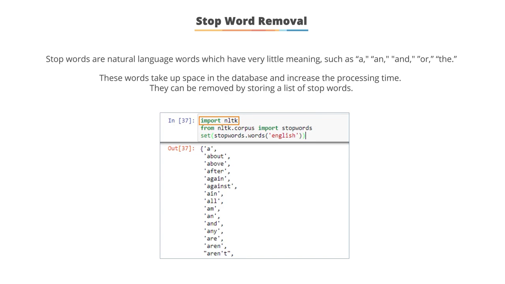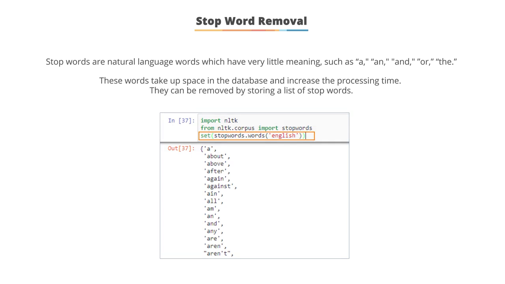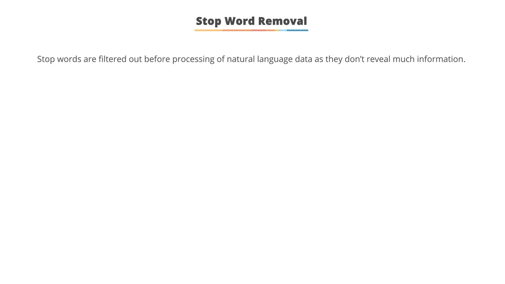Use the following command to list the stop words of the English language defined in the NLTK corpus. Importing NLTK will import the NLTK corpus for that instance. Enter from nltk.corpus import stopwords, which will import stop words from the NLTK corpus. Now set the language as English, so use the set function as set(stopwords.words('english')). Stop words are filtered out before processing of natural language data, as they don't reveal much information.